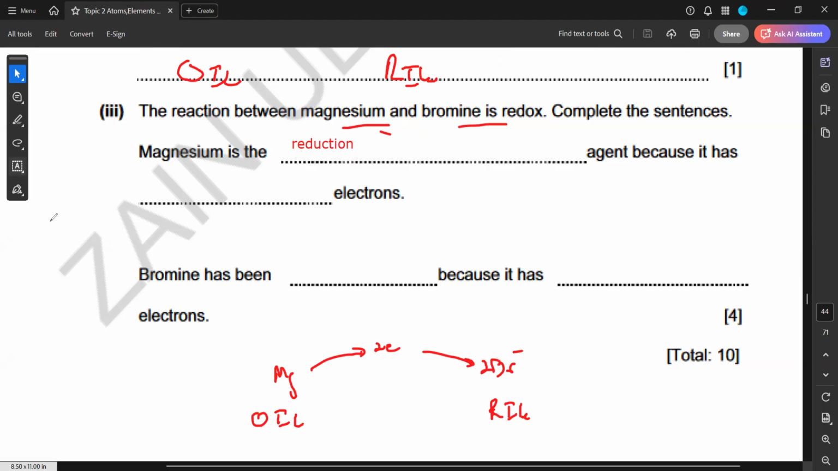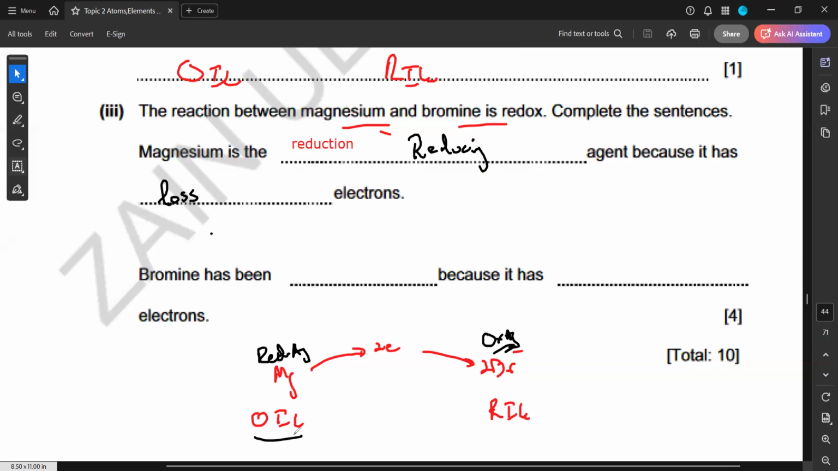For a substance which is losing electrons, oxidation happened for that substance, and we call that substance a reducing agent. And the substance which is gaining electrons, reduction happened for that, and we call that an oxidizing agent. So magnesium is not a reduction agent, we use the term reducing agent because it has lost electrons.